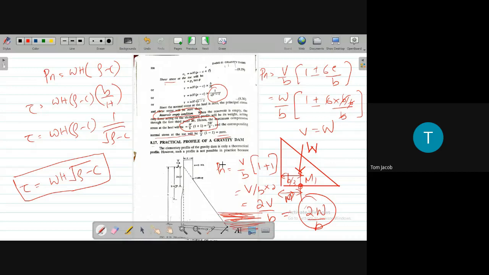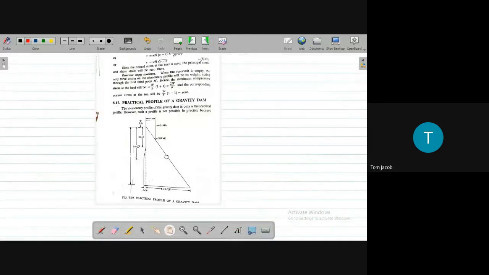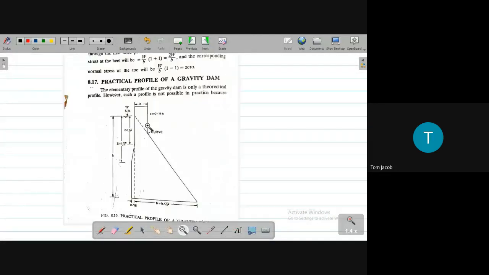elementary profile. So elementary profile, as we have said, it is an imaginary profile. Okay. So next, what we are going to study is the practical profile. That is an actual profile that is provided for a gravity dam. That is a practical profile, or the dam shape that is actually constructed at the site. And that will be usually like this, as you see in this figure. That is, it will be having a top width, a free board, and there will be upstream projections, etc. in the dam shape. And that will be required due to site conditions.